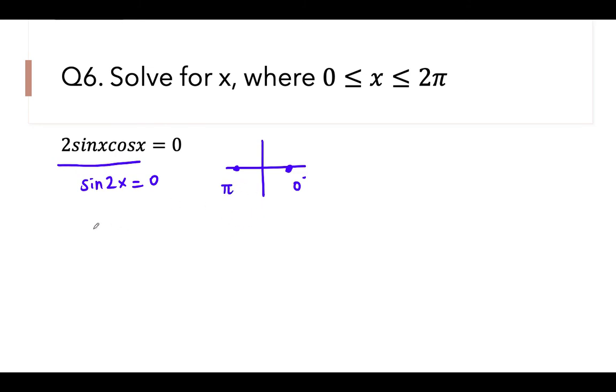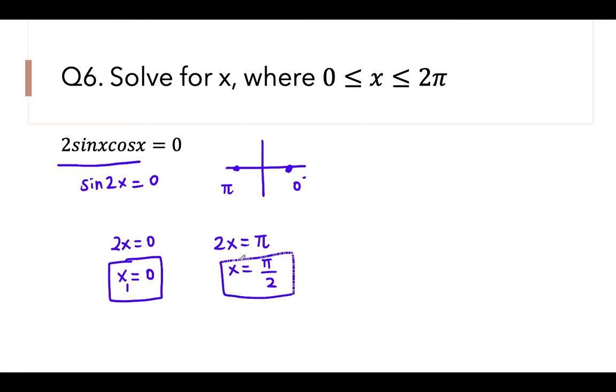So therefore, there are two options. Option 1 is that 2x is equal to 0. And for pi, 2x is equal to pi. So I'm going to move 2 to the other side. So x is equal to pi over 2, and then x is equal to 0. So there are two possibilities: the angle could be 0 or pi over 2.